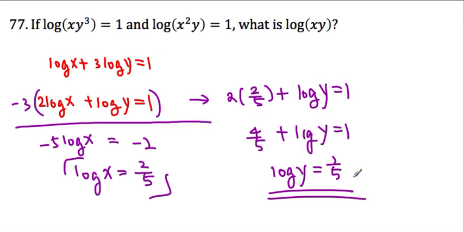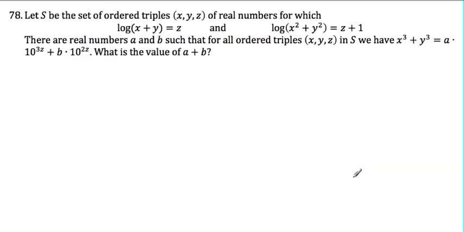Alright, let's look at number 78. So the given condition is that the common logarithm of x plus y is equal to z. Now this implies here we have 10 to the z power is equal to x plus y. And then we see that's basically what we're looking at here. Second one here is 10 to the z plus 1 is equal to x squared plus y squared.